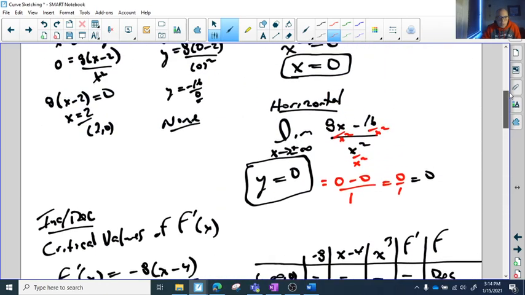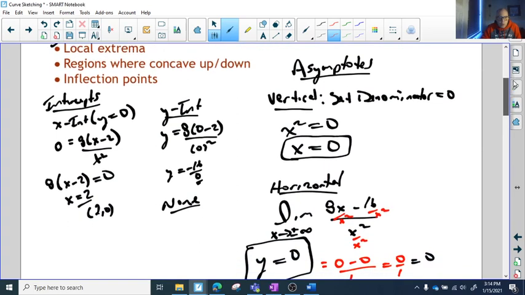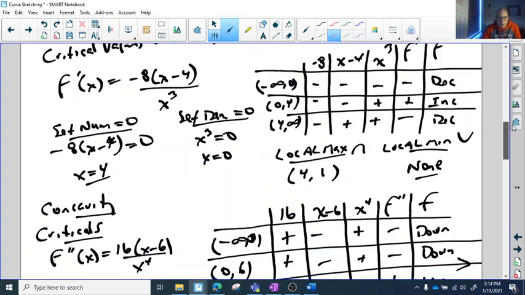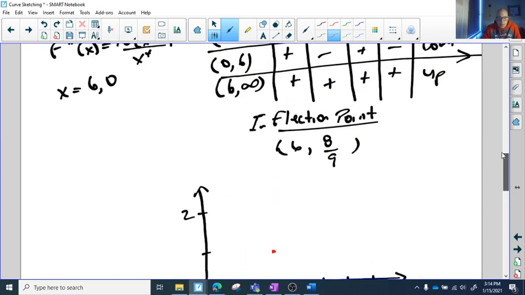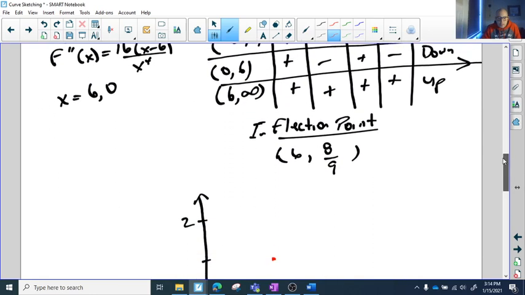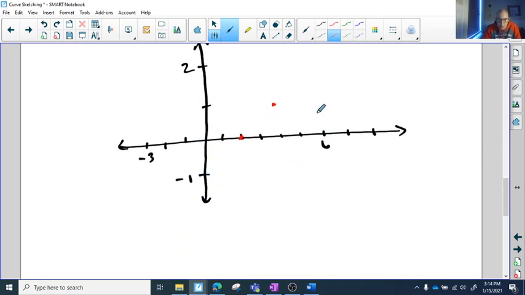Go to local extrema. So local extrema, we had a local max at 4, 1. The only other ordered pair we uncovered was an inflection point at 6, 8/9. So 8/9 is just slightly lower than 1. Right? 8 over 9 is less than 1. So it's a little bit lower than that point.